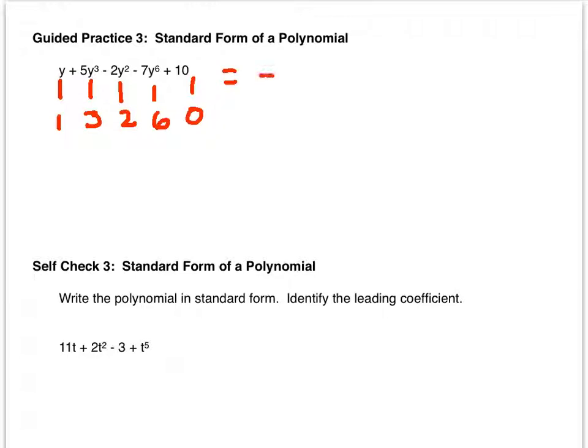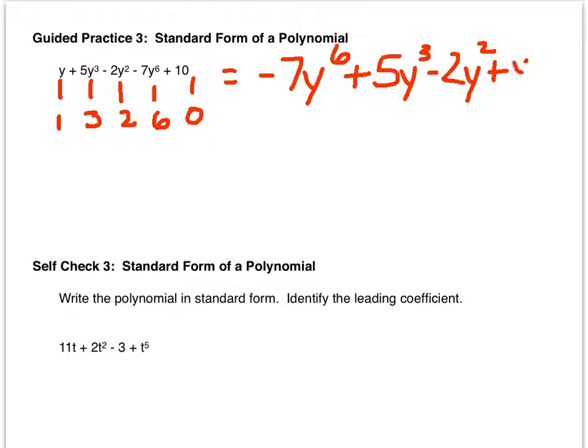Our first term is negative 7y to the sixth. The next greatest term is positive 5y to the third. The next greatest term is negative 2y squared. And then we have positive y and plus or positive 10. So now it's written in standard form from greatest to least, and the leading coefficient is negative 7.